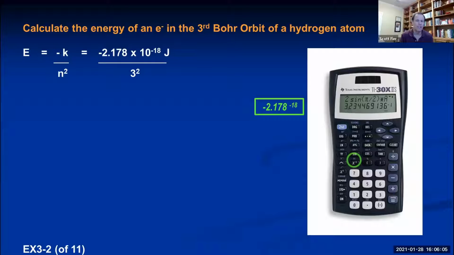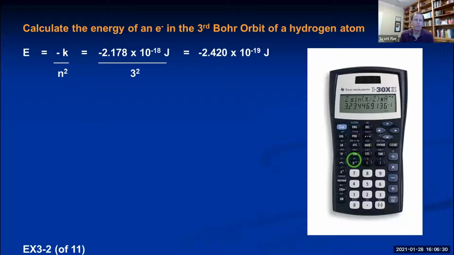What it's actually saying is negative 2.178 times 10 to the negative 18th. It's really not saying negative 2.178 to the negative 18th power. Sometimes people read it that way, just because they're used to looking at their calculator, but that does not mean that at all. It's negative 2.178 times 10 to the negative 18th. Once you've entered that, then you divide by 3 squared, and you'll get your answer.